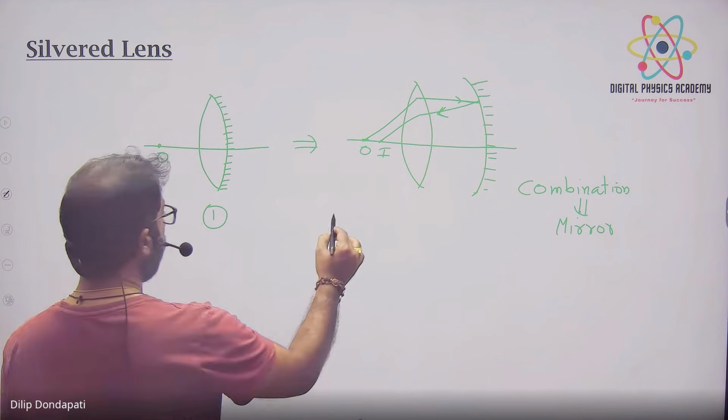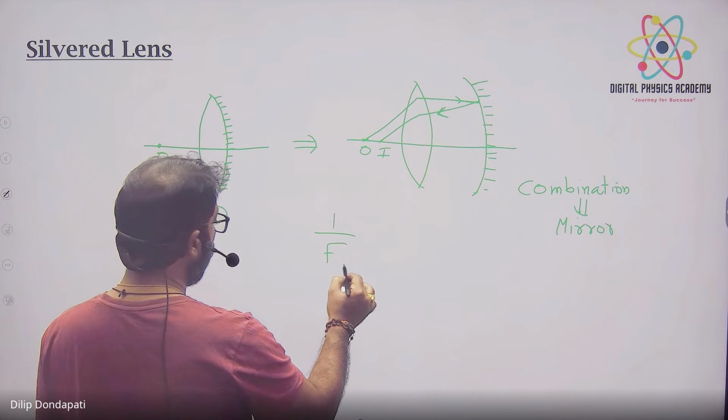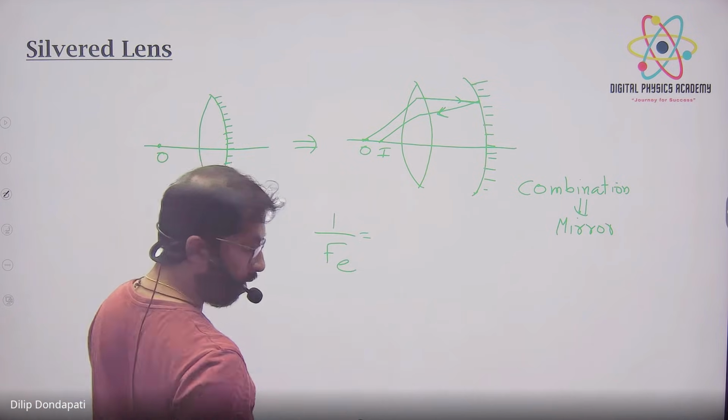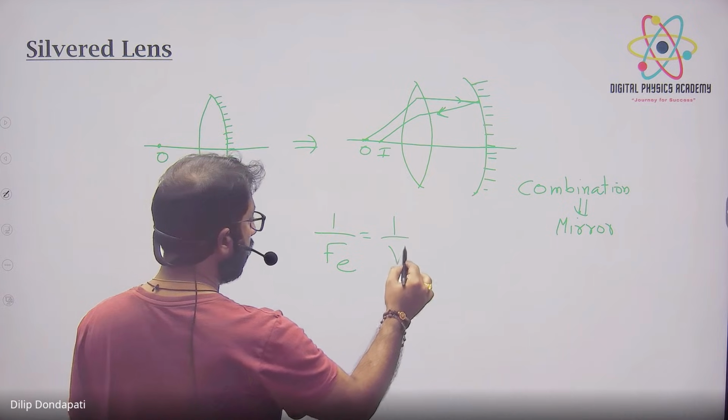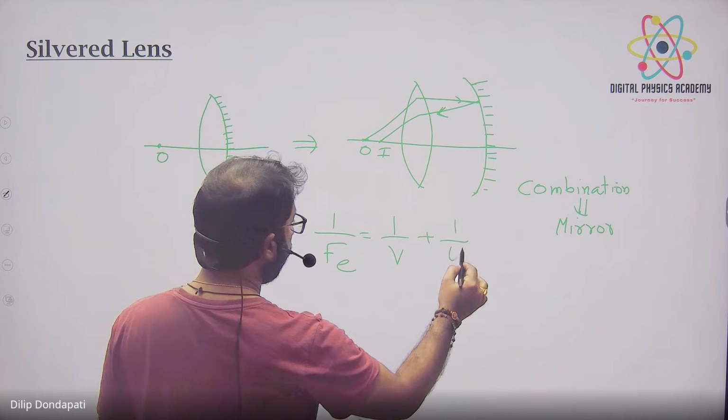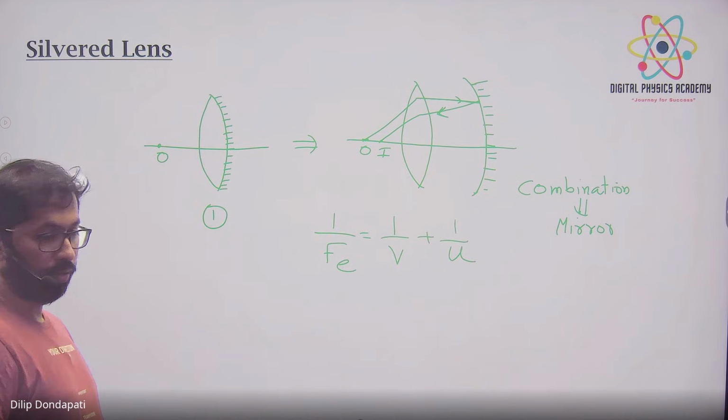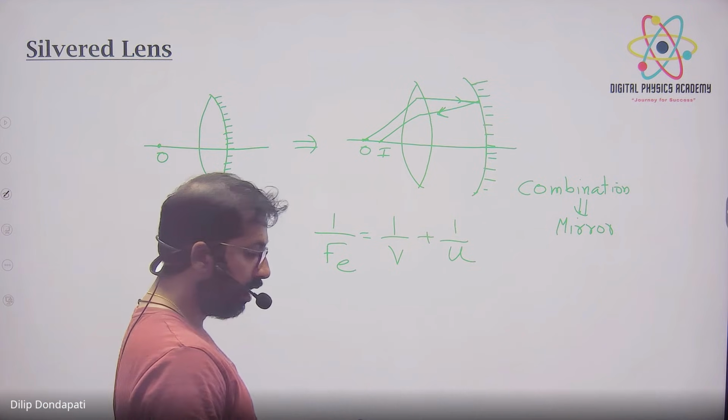So what is the formula? 1 by f equivalent is equal to 1 by v plus 1 by u. Mirror formula only it is, right? It's acting like a mirror only.